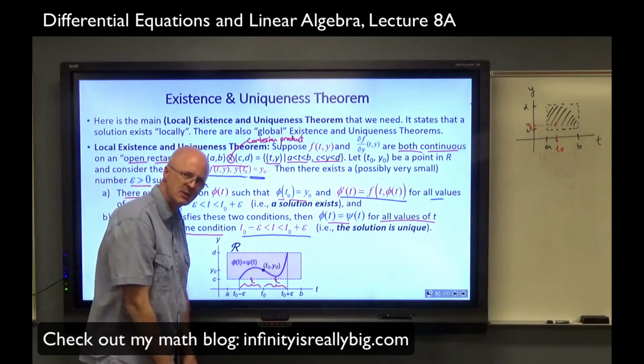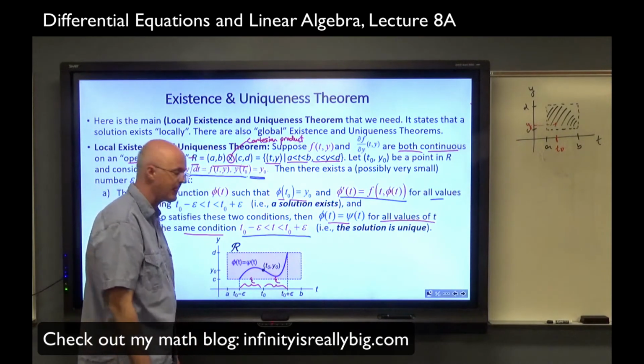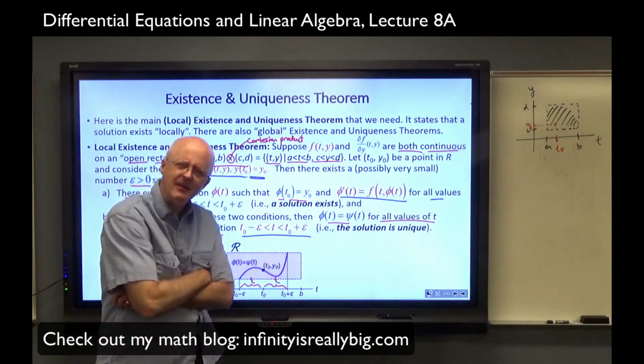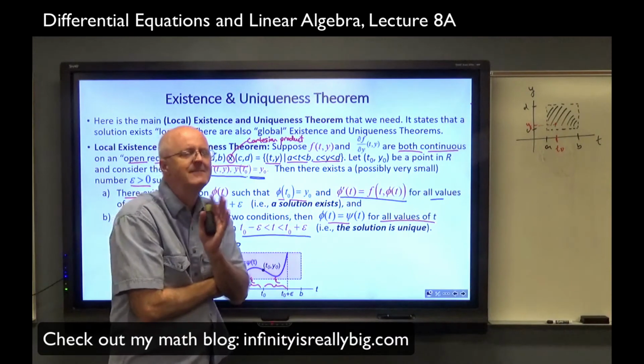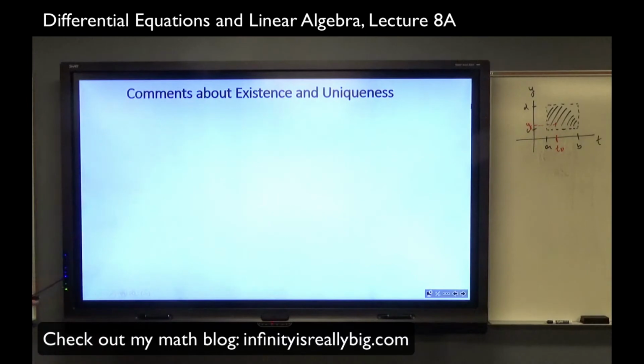Kind of like a radius of a circle. This is a radius of an interval. The interval is centered on t0. Do I have to pick an interval centered on t0? Actually not, but this is good enough for the theorem to be a good theorem.